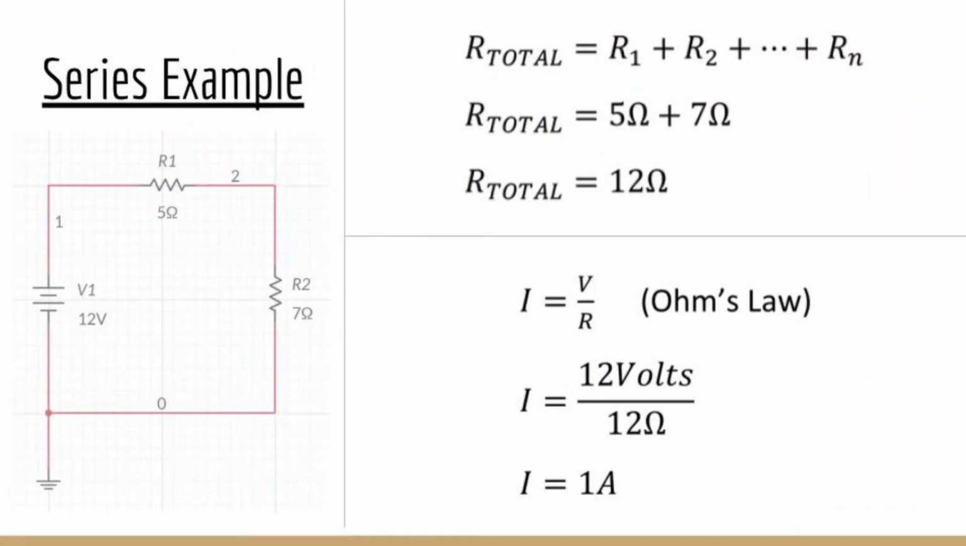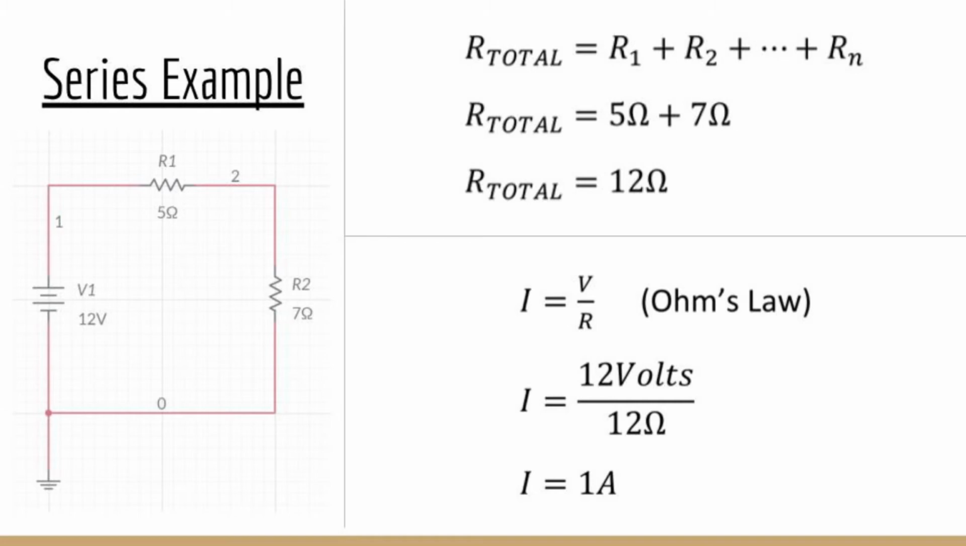Now, we have a simple series circuit that contains two resistors. We are able to calculate both the total resistance and the current that is within that circuit. It is important to note that Ohm's law is very significant within circuits. It states that the current in an electrical circuit is proportional to voltage and inversely proportional to resistance.